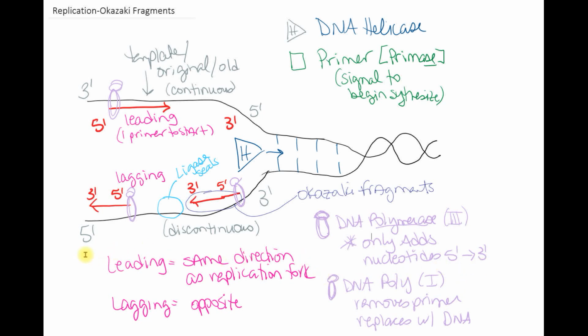So again, the big things: the leading strand has one primer and moves toward the replication fork. The lagging strand will have several primers laid down by primase, and it will build, again, 5' to 3', and everything's anti-parallel, moving in opposite directions. And the helicase.